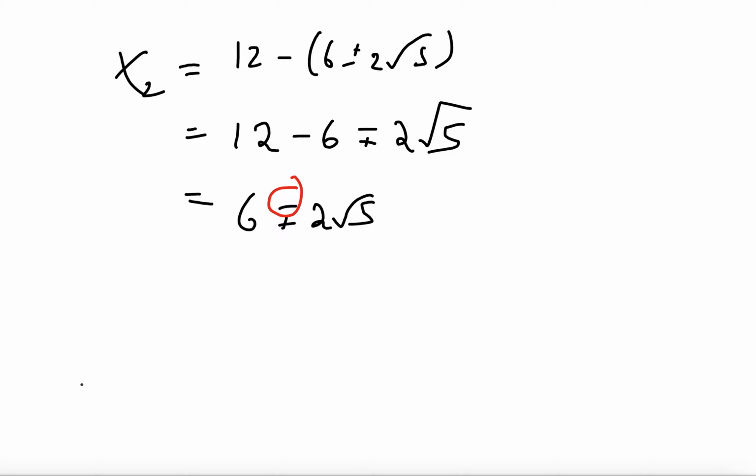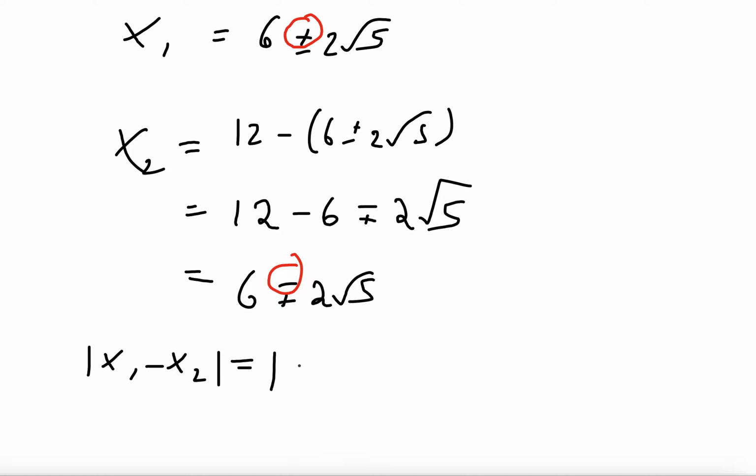And so taking the positive difference between these two is going to be the same thing as saying the absolute value of x1 minus x2. Okay, just in case we picked the other way. We get the absolute value of 6 plus 2 root 5 minus 6 minus 2 root 5. And remember that you're just factoring out the negative 1 and distributing, so you have 6 minus minus 2 root 5, which is just plus.